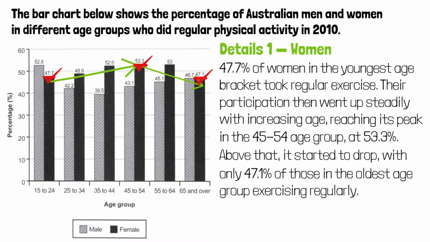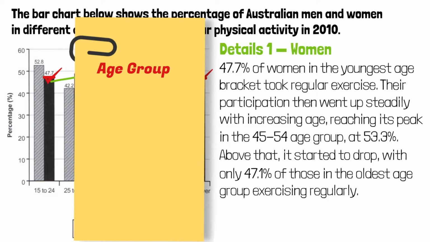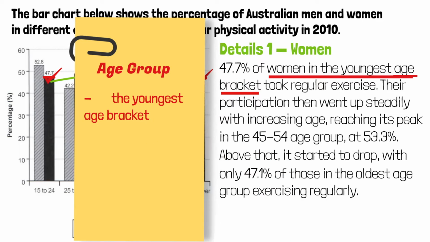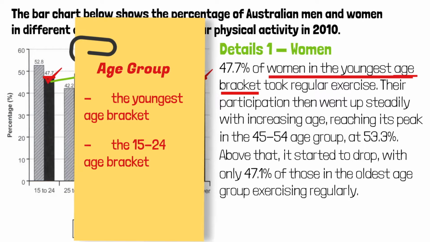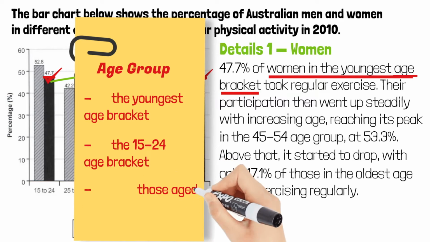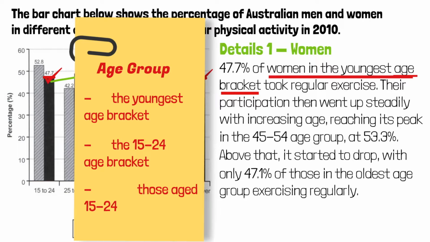There are several expressions in this paragraph that I want to talk about. Firstly, we can use age bracket to avoid repeating age group. We can say women in the youngest age bracket, or women in the 15 to 24 age bracket, or women aged 15 to 24. But you need to be careful with your choices of prepositions.